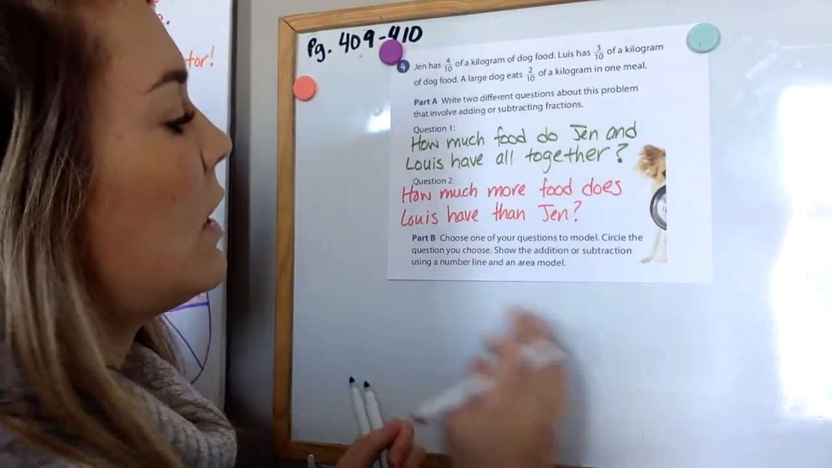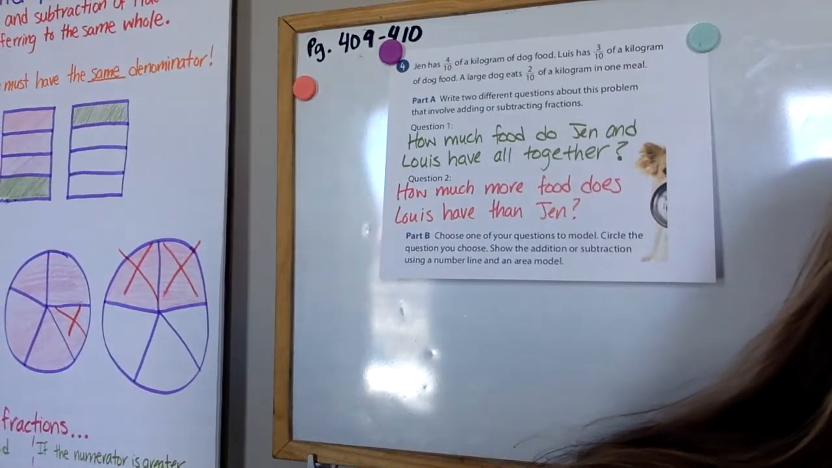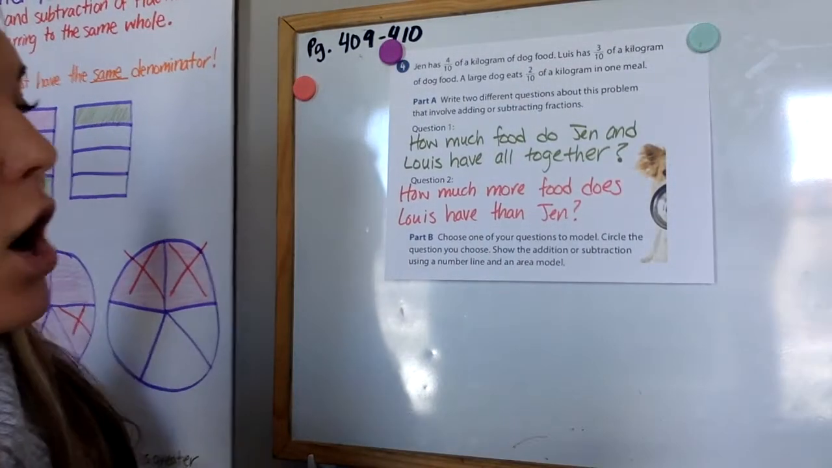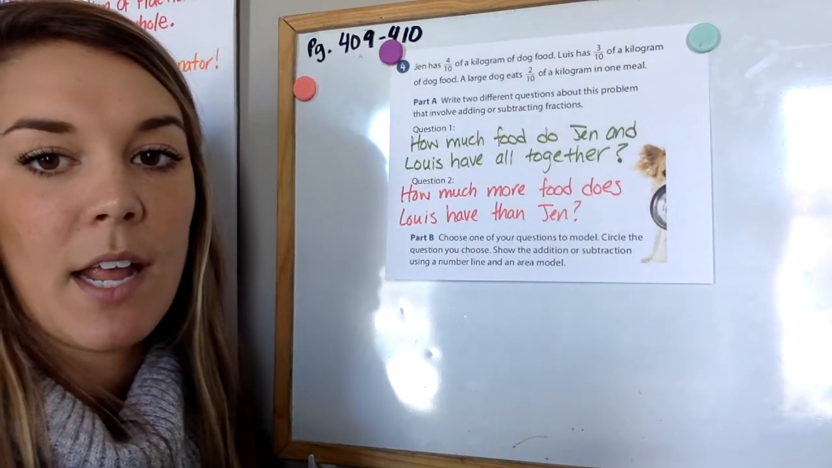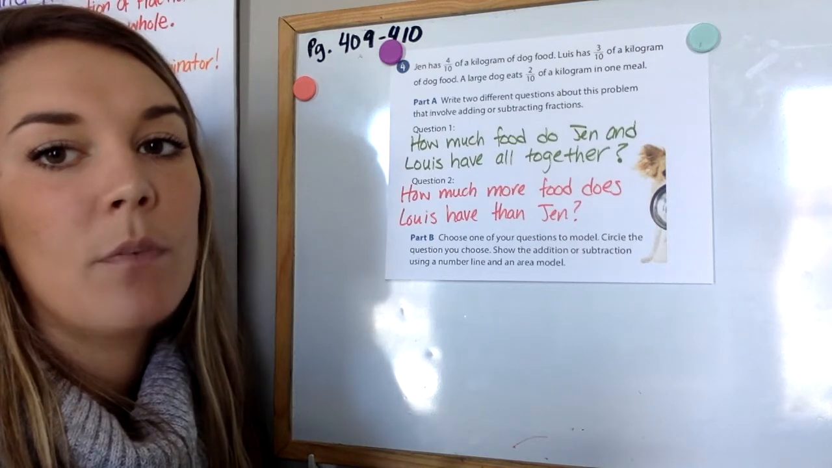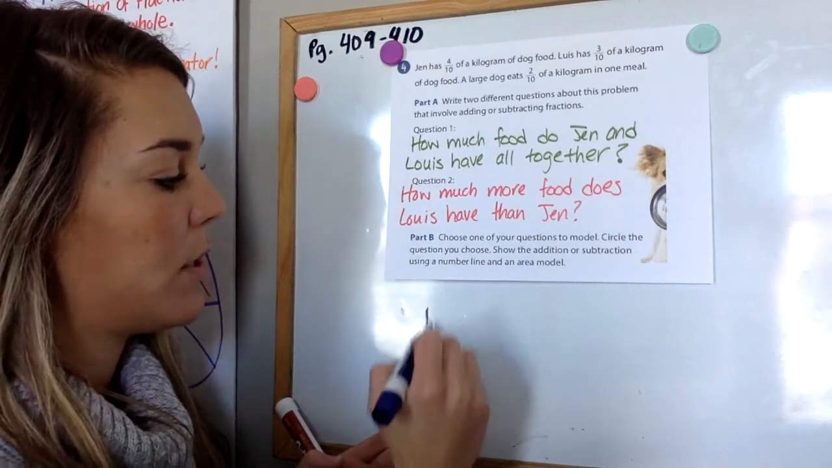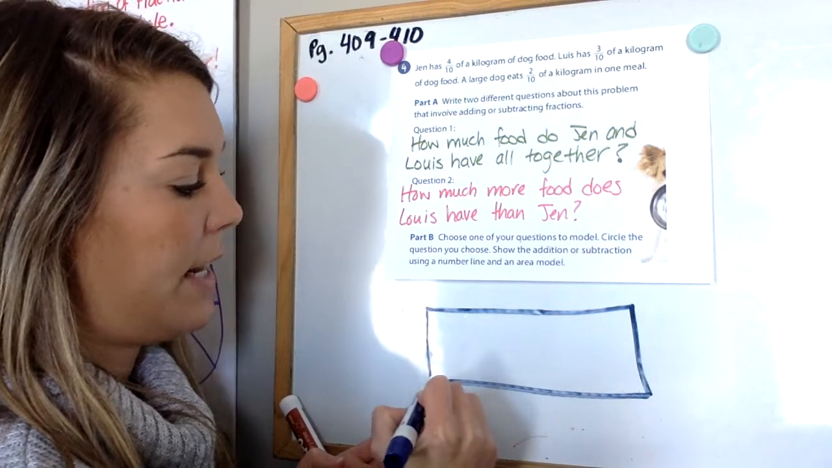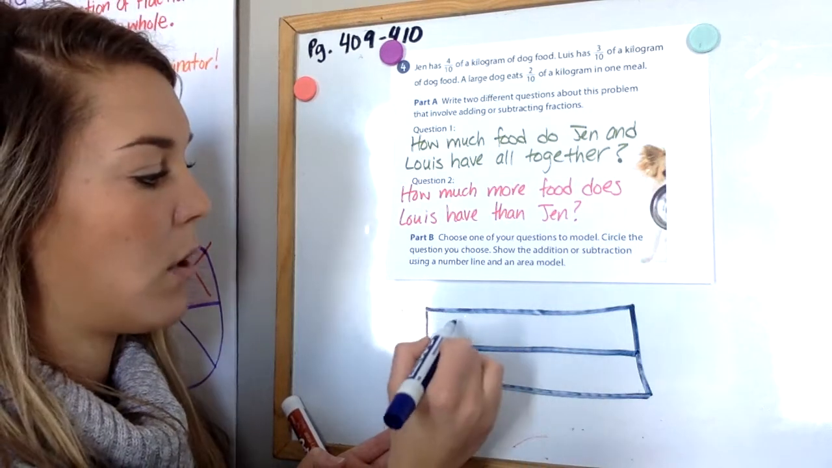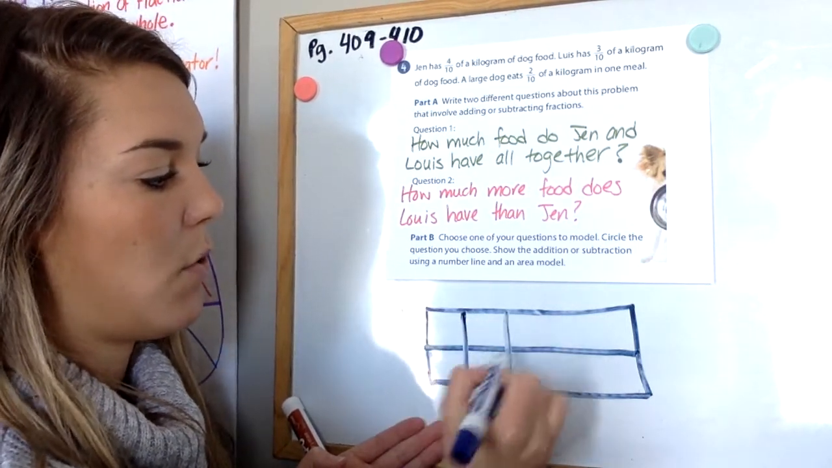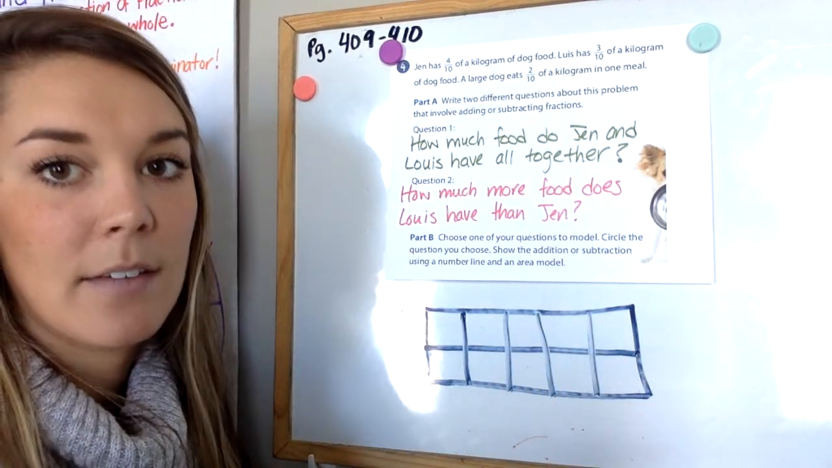Now, part B says choose one of your questions to model. Okay, so we need to show it. Let's show the one about how much more food does Jen have than Lewis. And let's do it in an area model. So, first of all, I'm working with tenths, right? So I need 10 equal parts. So if I draw a rectangle, I need it to have 10 equal parts. I like to do this, split it in half first, and then I'm going to do 4 lines down. So I have 1, 2, 3, 4, 5, 6, 7, 8, 9, 10. That gives me 10, right?